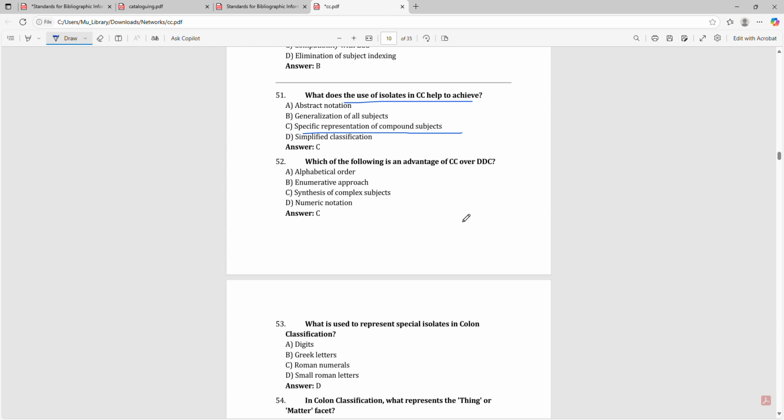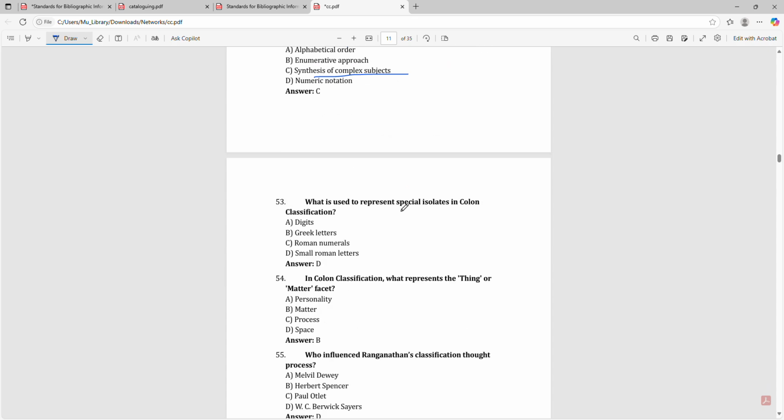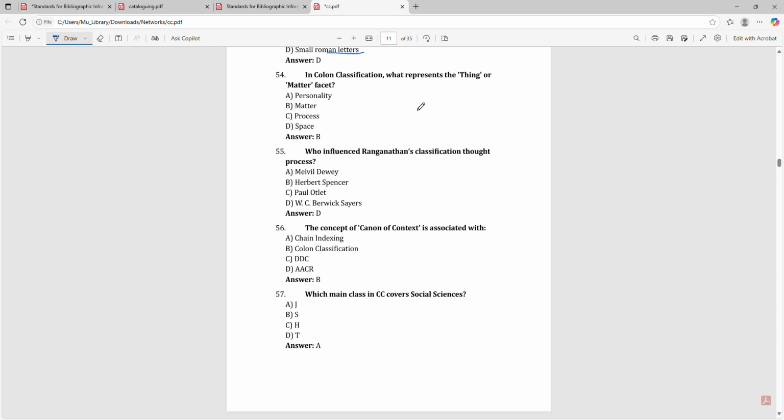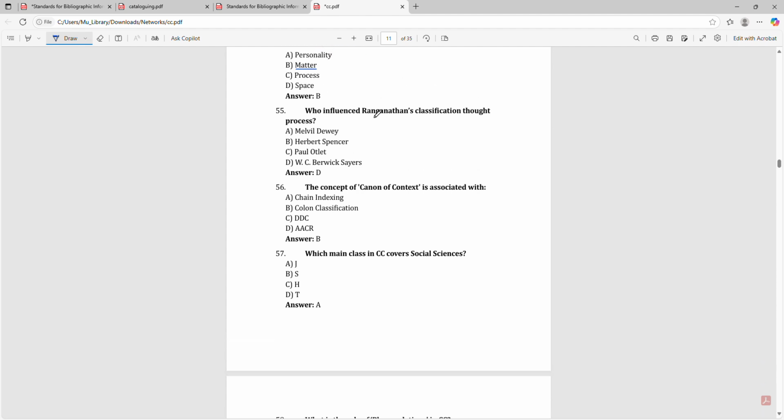Which of the following is an advantage of CC over DDC? That is synthesis of the complex subject. What is used to represent special isolate in CC? Small Roman letters. In colon classification, what represents the thing or matter facet? That is matter. Who influenced Ranganathan's classification thought process? W.C. Berwick Sayers. The concept of canon of context is associated with the colon classification.